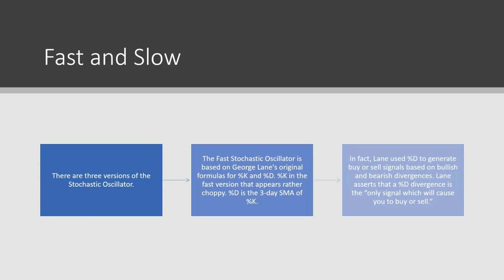So there are three versions of the stochastics oscillator. The fast stochastics oscillator is based on George Lane's original formula, the percent %K and the percent %D. The percent %K is the faster version that appears rather choppy, and the percent %D is the 3-day moving average of that. In fact, Lane used the percent %D to generate buy and sell signals based on bullish and bearish divergence.